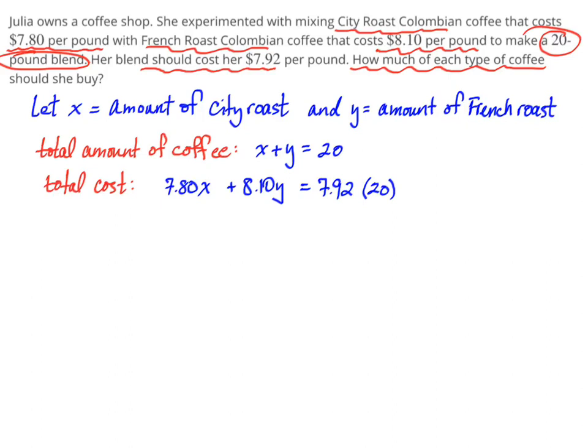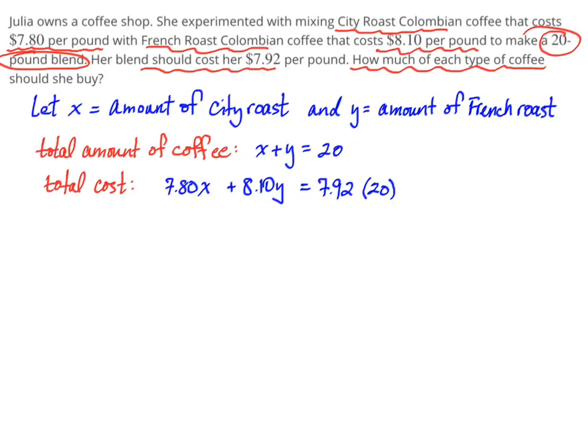$7.92 per pound times the 20 pounds that she's making. All right, so now we have our two equations. Now we could do elimination or we could do substitution. And one tip I want to give you is that substitution is only useful if one of your equations has a variable that has a coefficient of 1.